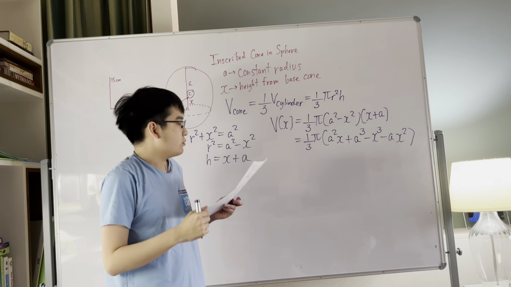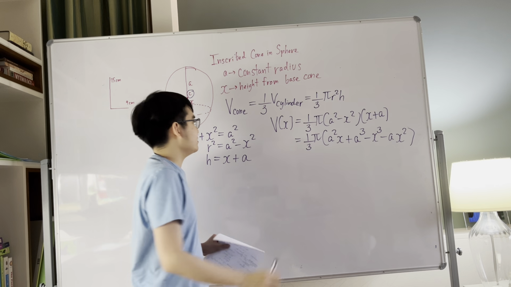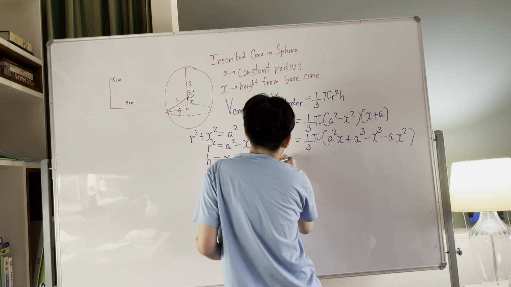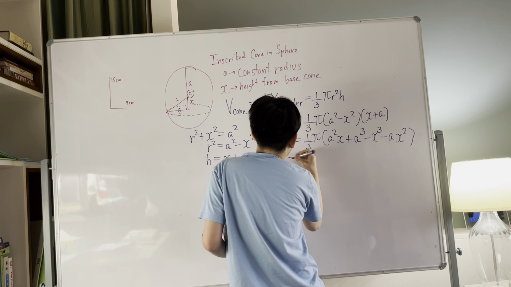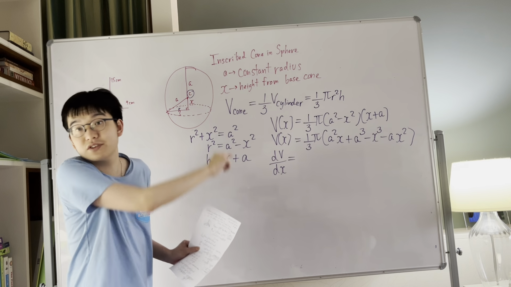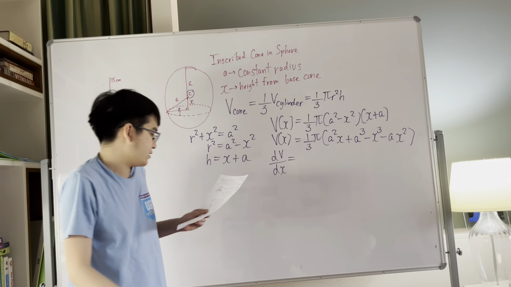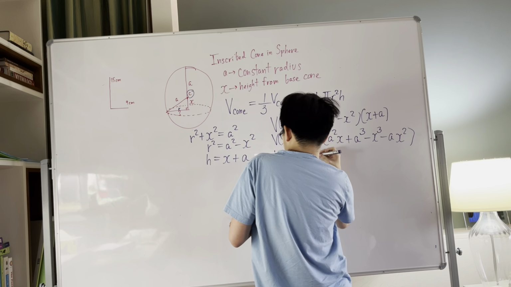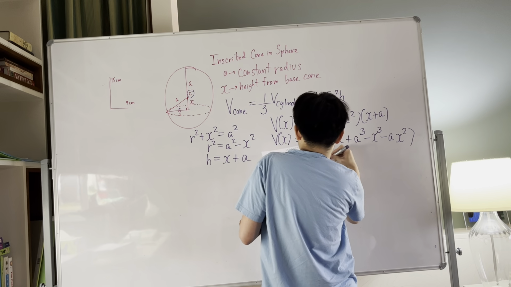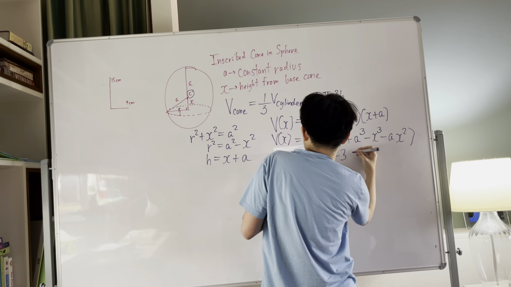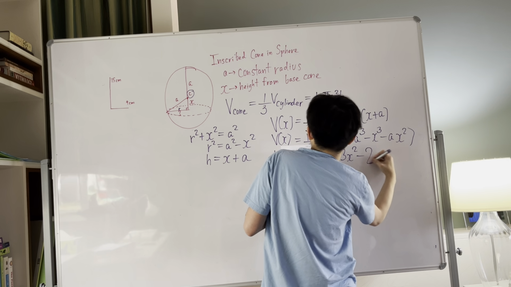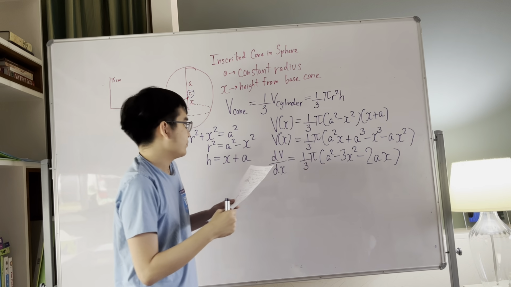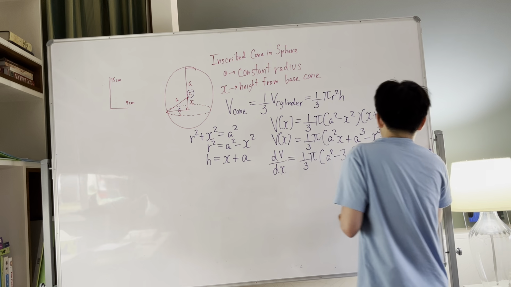And now we want to take the derivative of this function. So dv by dx, we apply the power rule carefully to both sides in terms of x only, and a is a constant. We should get 1/3 pi times a squared minus 3x squared minus 2ax, and that equals 0.